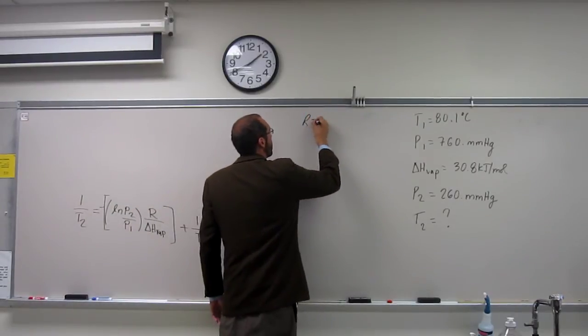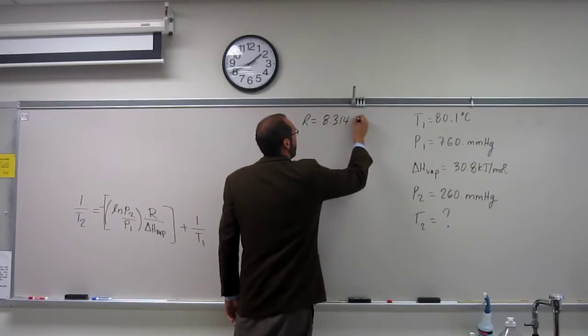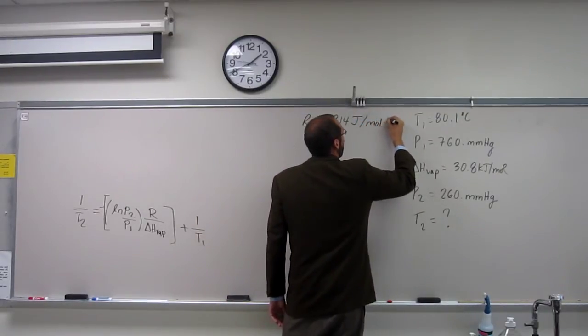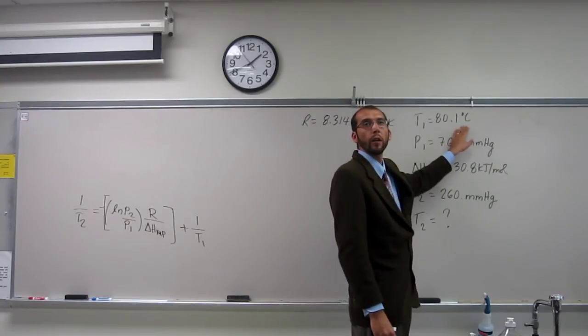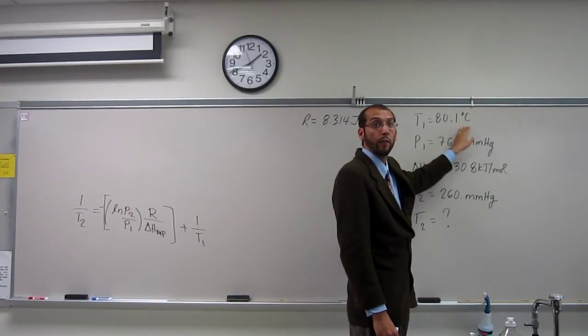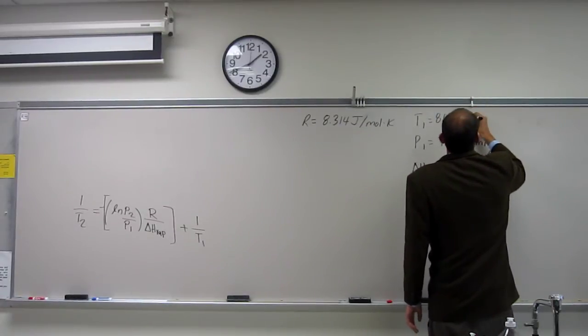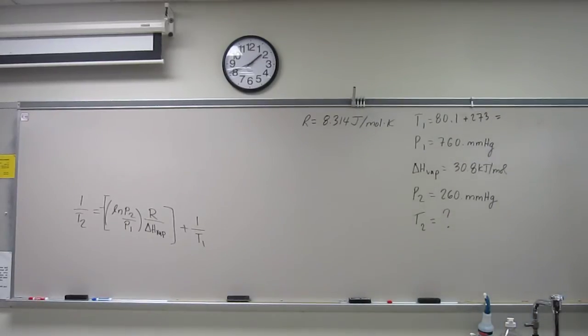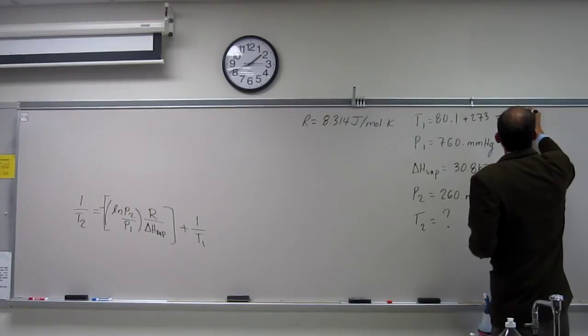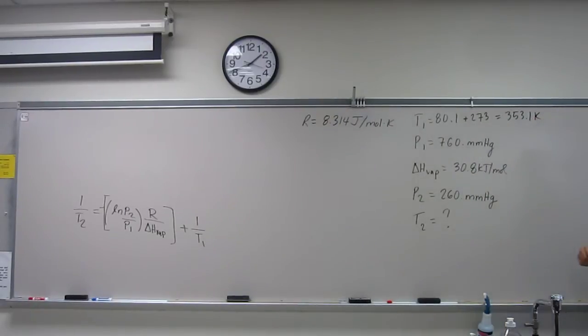Remember, R is given to us as 8.314 joules per mole Kelvin. Okay? So what does that mean for this temperature here? What do we got to do to it? Convert it to Kelvin. Okay, so how do we do that? Add 273 to that. So, Kelvin. And remember, it asked us to give T2 in degrees Celsius. So we got to watch out and convert that back from Kelvin when we get it.